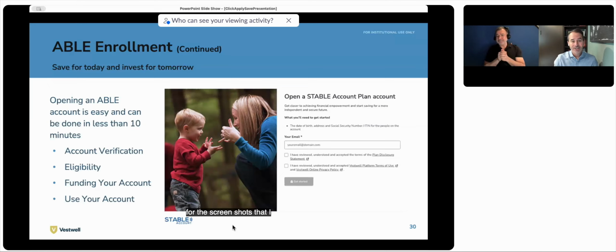First thing you're doing is you're entering your email address, and then you're just verifying that you read through some important information. If you see a plan disclosure statement, that's basically all of the detailed information about these programs. It's a wealth of knowledge. It's a long booklet, but that's where you're going to find all the details of these programs. And then we move forward, we get started. So let's go ahead and go to the next page.